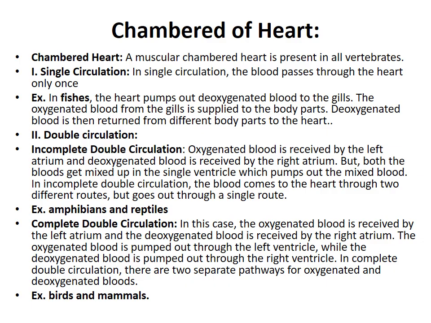Examples are amphibians and reptiles. In complete double circulation, the oxygenated blood is received by the left atrium and the deoxygenated blood is received by the right atrium. The oxygenated blood is pumped out through the left ventricle, and the deoxygenated blood is pumped out through the right ventricle. There are two separate pathways for oxygenated and deoxygenated blood, and there are two ventricles. Examples are birds and mammals.